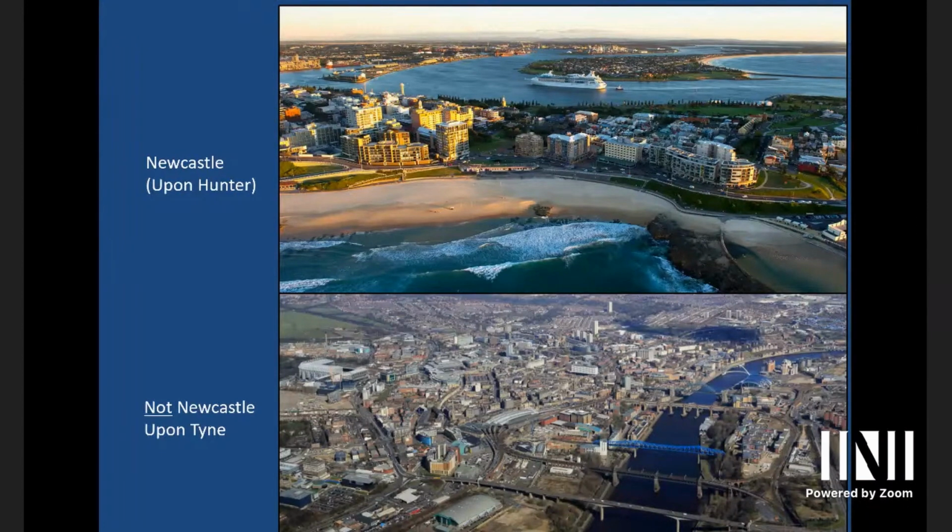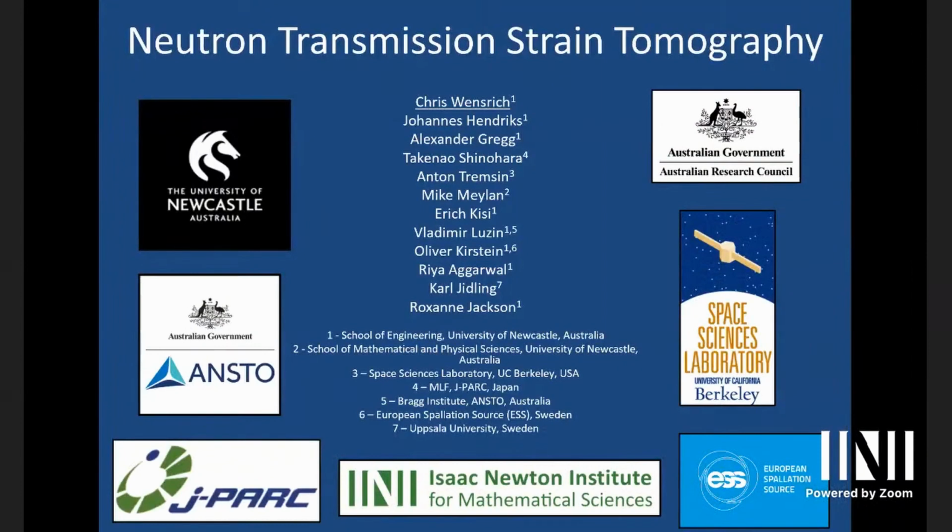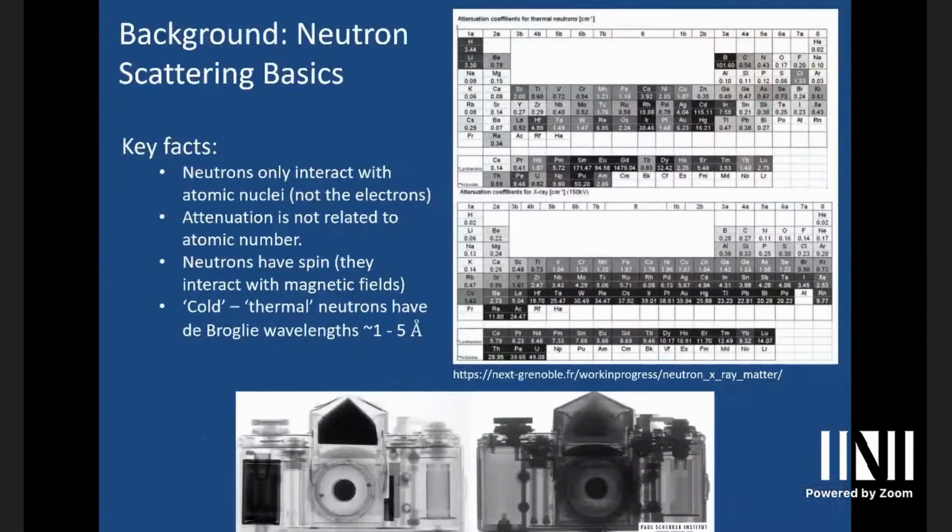So let me just go back quickly to my title. There's a couple of keywords in there. As Bill mentioned, the first one is neutron, and the second is strain. Before I talk about those, let's start with neutron transmission. First of all, the two-minute introduction to neutrons, so scattering basics, if you like.